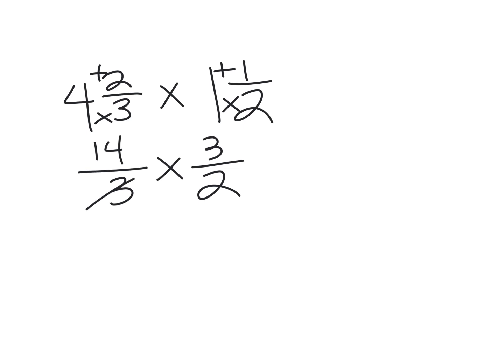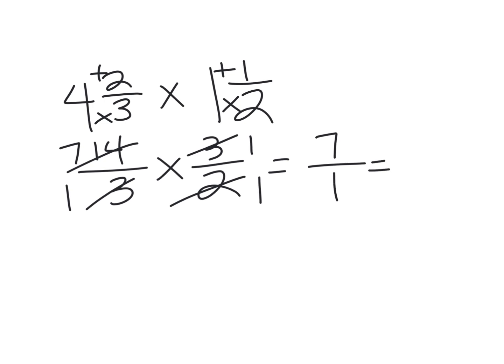3 and 3, we've been talking about same number. As long as they are diagonal, they can't be side by side, but they have to be diagonal. They're going to turn into 1s. 2 and 14 is the same thing as 1 and 7. 2 will go into 2 once. 2 will go into 14 7 times. 1 times 7 is 7. And 1/1 is 1. So my answer is 7/1, which is true, or just plain old whole number of 7.